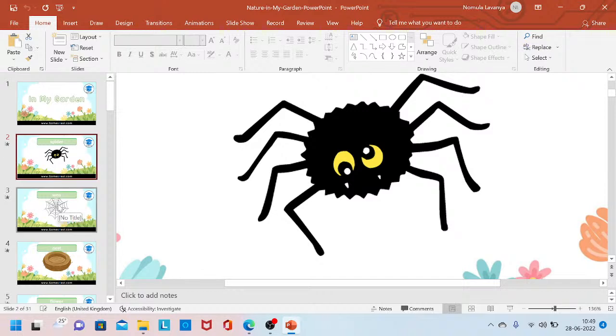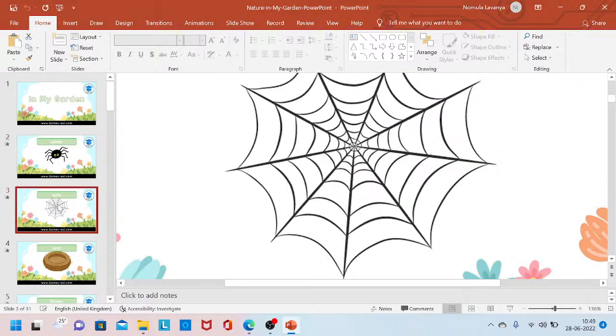And what do we see? Yes, we see a web. The web of a spider. We also see webs in the gardens, right? These webs are houses to the spiders. So the spider lives on this. We also sometimes see these in houses, right? But in the garden we see most of them.